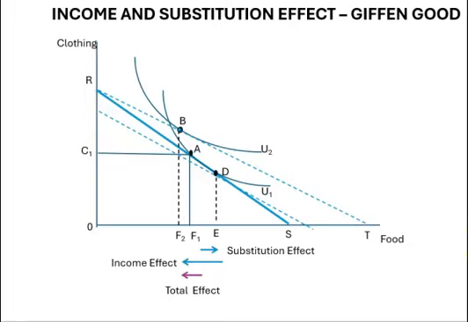So in conclusion, we can say that food is an inferior good. And when the income effect is larger than the substitution effect, the demand curve will slope upward. And that is what is called the Giffen good.